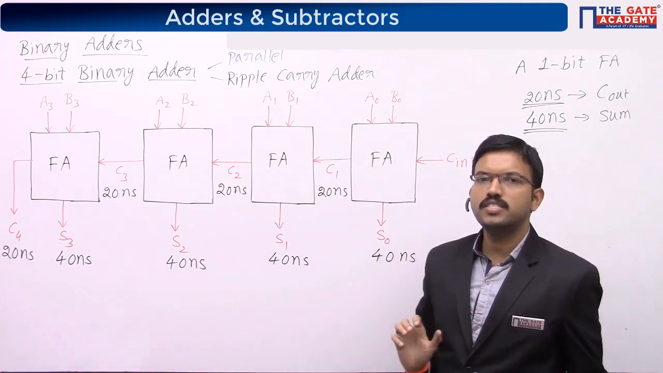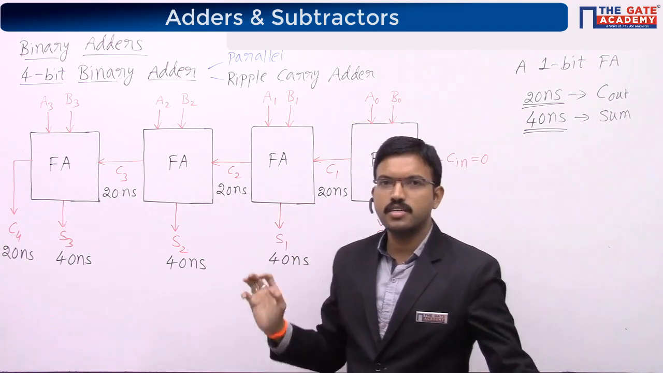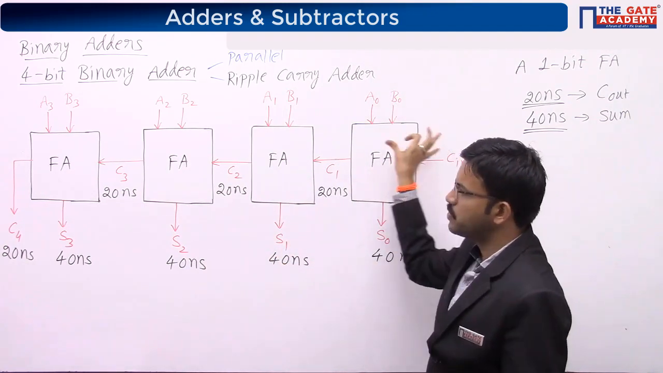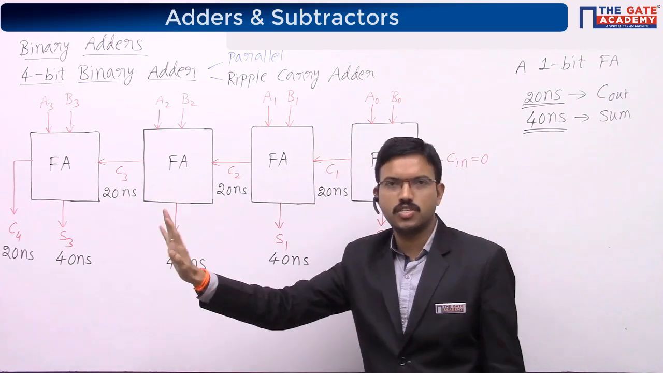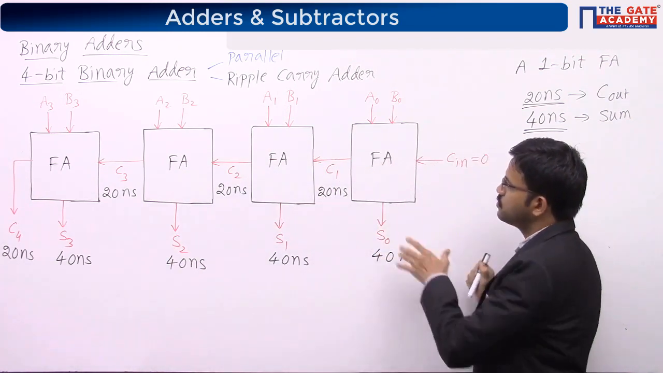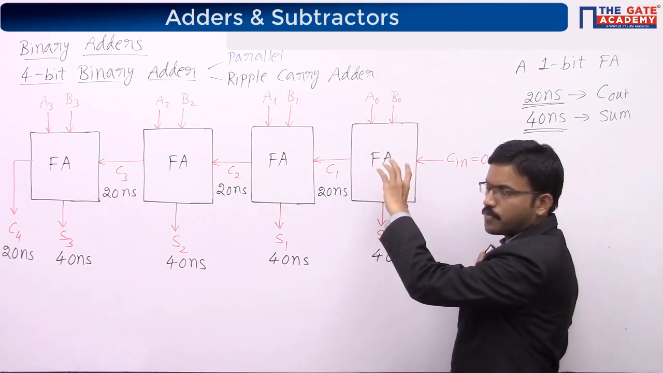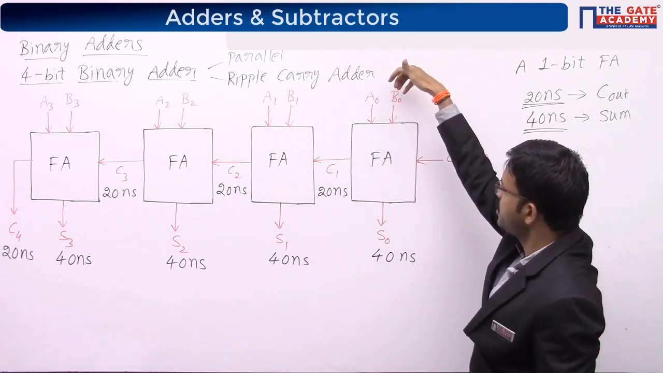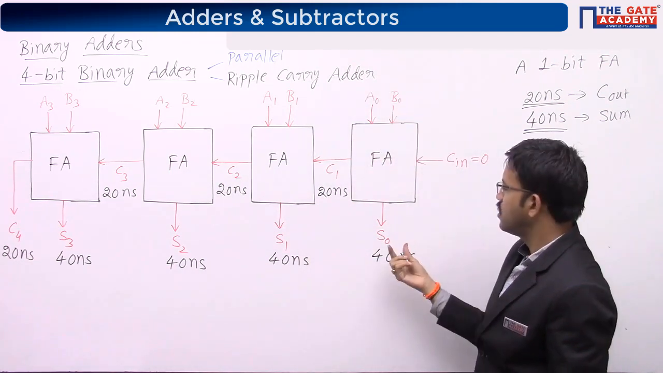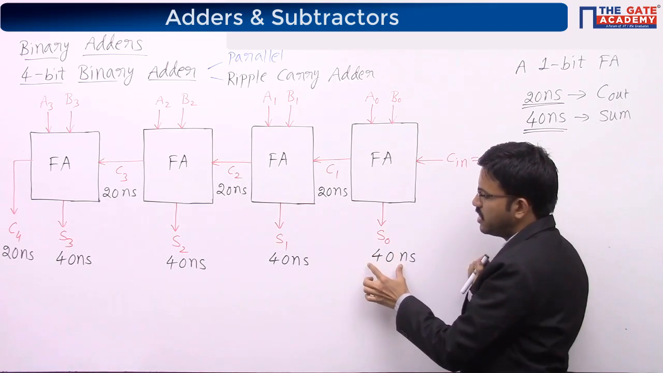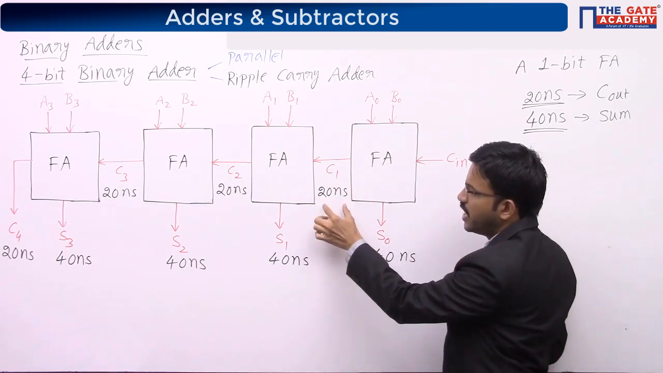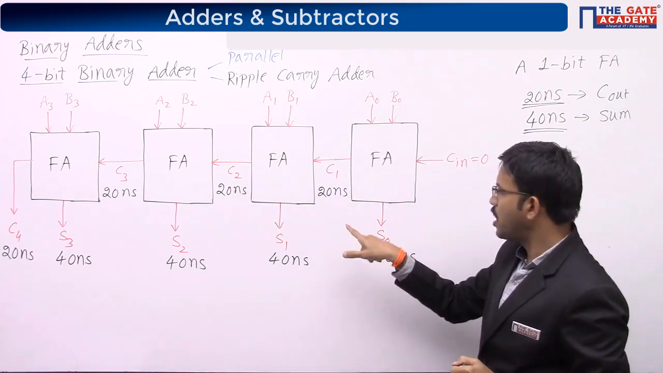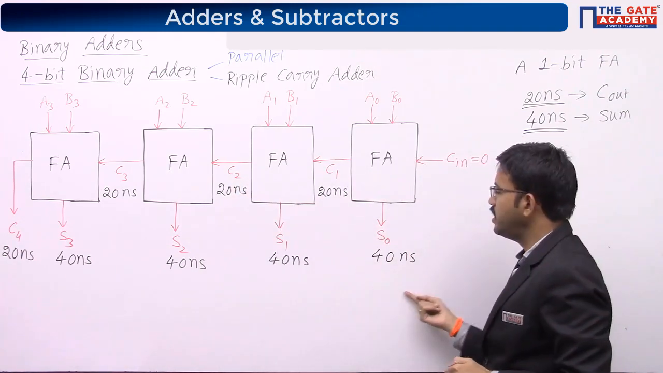If the question were about the best case, which he never asked, suppose it is the best case. Best case means carry propagation won't take place through any stage. The same internal circuit diagram is there in each full adder, so the moment you give the inputs, producing sum takes 40 nanoseconds and producing carry takes 20 nanoseconds. Similarly for each full adder. Among these two, whichever is the larger, here it is 40 nanoseconds.